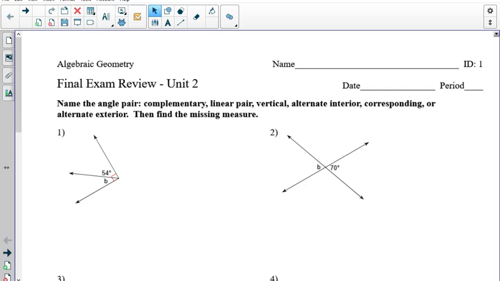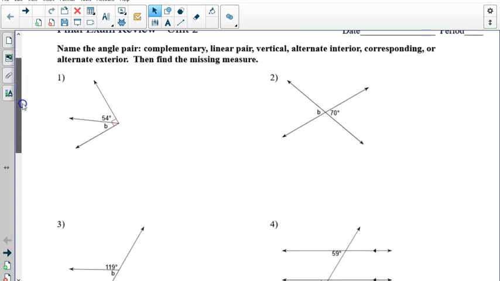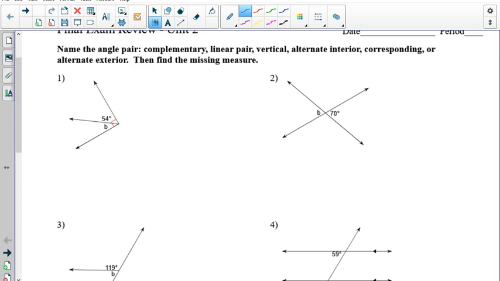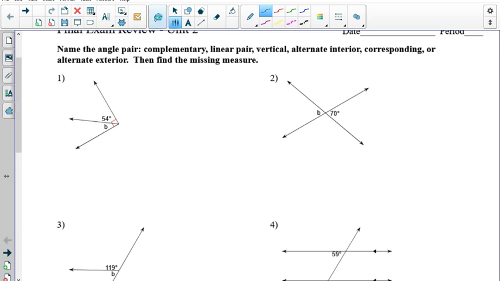Unit 2, final exam review. Name the angle pair as complementary, linear pair, vertical, alternate interior, corresponding, or alternate exterior. Then find the missing measure. Well, on number 1, you see the little red box means they add up to 90. So that means we're talking complementary. And all we do is 90 minus 54, and we get B is 36 degrees.